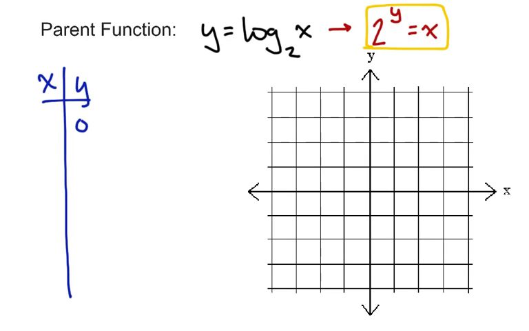I'm going to pick 0 because I can find out that 2 to the 0 is just 1. And then I'll pick 1 because 2 to the first is 2, and -1 because 2 to the negative first is a half. I'll do 2 because 2 squared is 4, and I'll do -2 because 2 to the -2 is 1/4. And that gives me a lot of points to plot. But let's start plotting them and see what happens. 1, 0, 2, 1, 1/2, -1, 4, 2, and 1/4, -2.